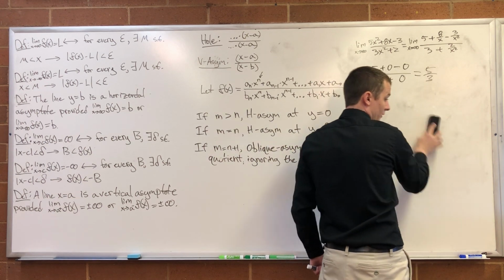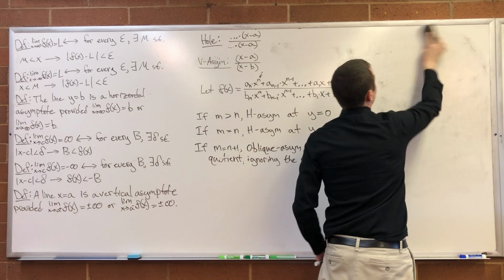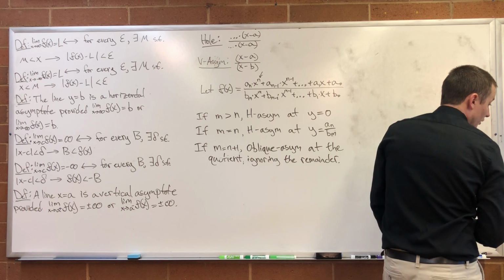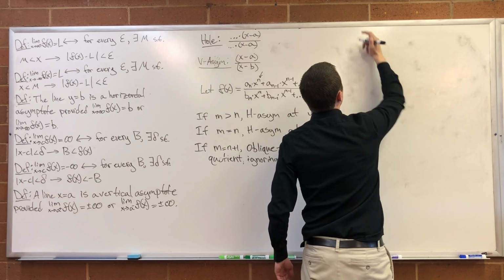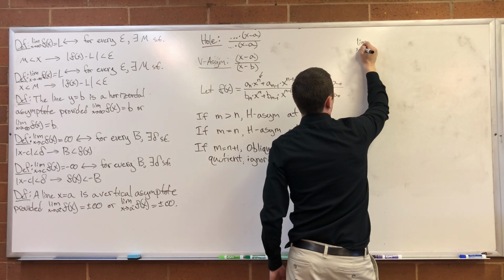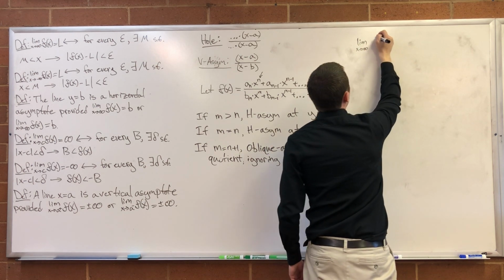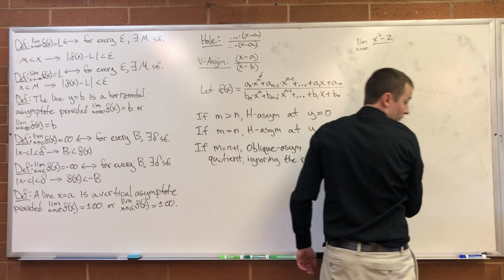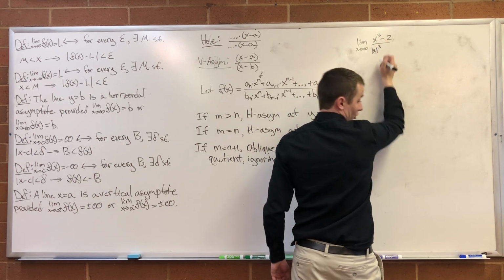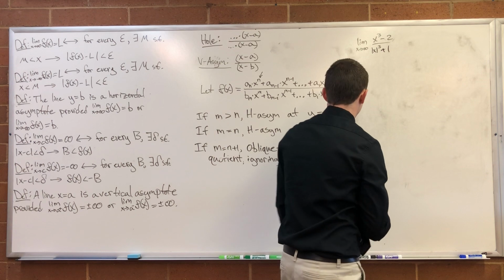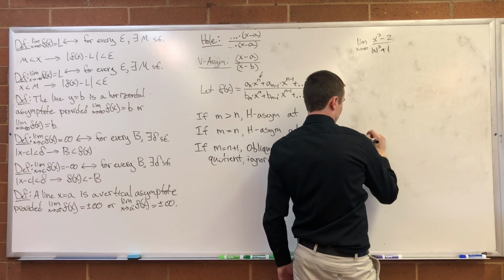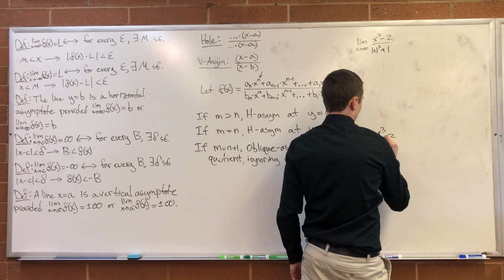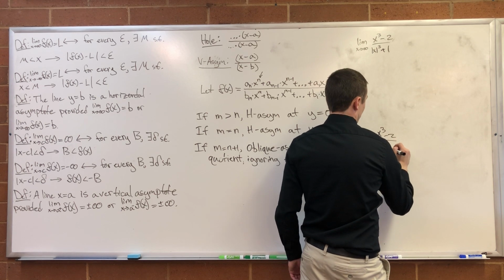Next example. So we want to find the limit as x approaches infinity of x cubed minus 2 over the absolute value of x cubed plus 1. And then we'll do the negative case. Limit as x approaches negative infinity, that same thing, x cubed minus 2 over x cubed plus 1.